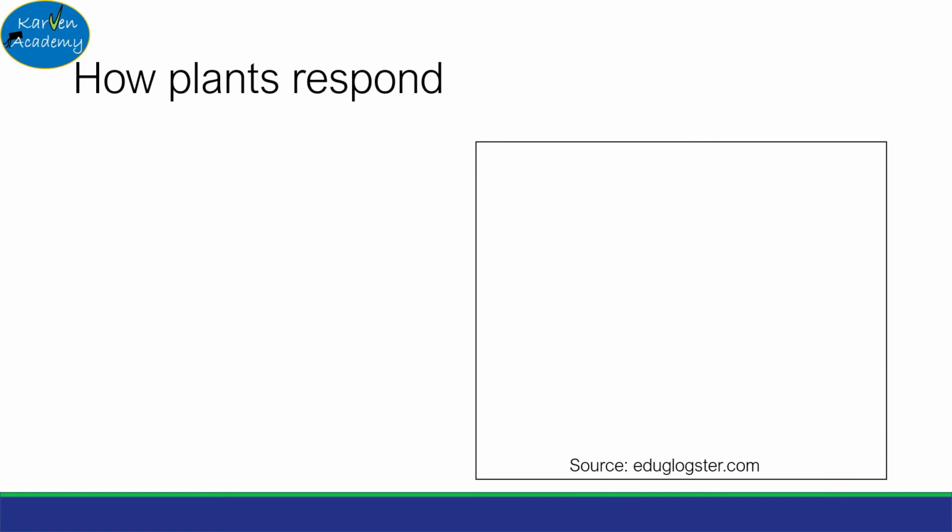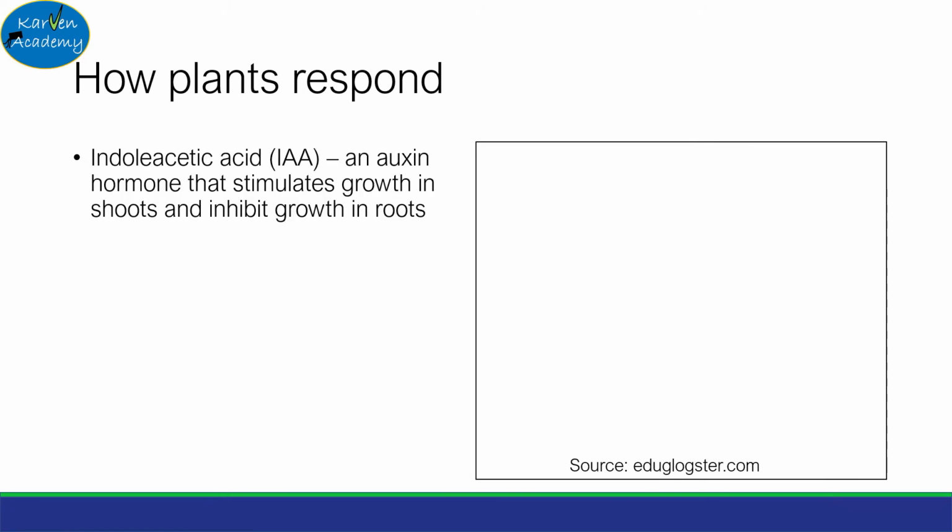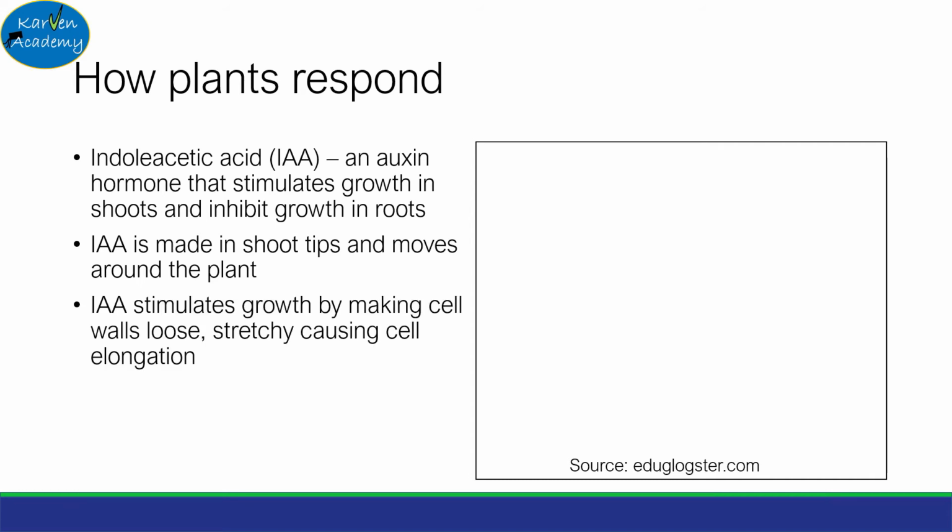Now let's see what causes the plants to respond like this. A type of auxin, called indole acetic acid, IAA for short, is the predominant auxin that stimulates growth in shoots and inhibits growth in roots. IAA is made in shoot tips and moves around the plant. It stimulates growth by making cell walls of plants loose and stretchy, causing cell elongation.